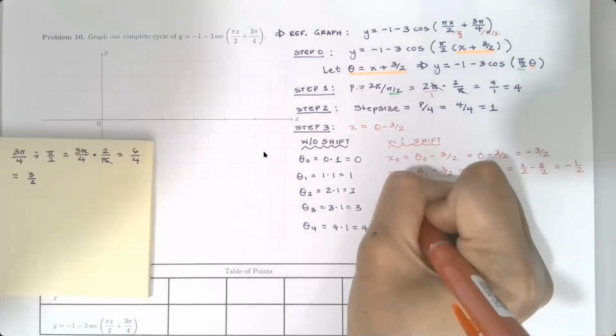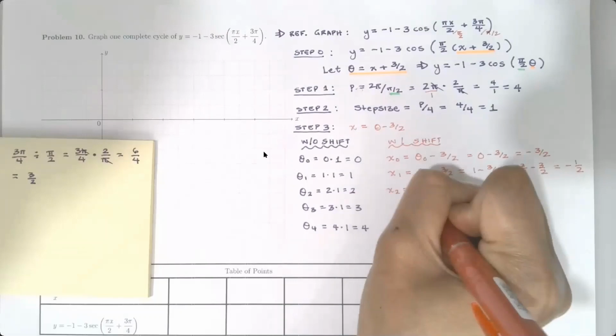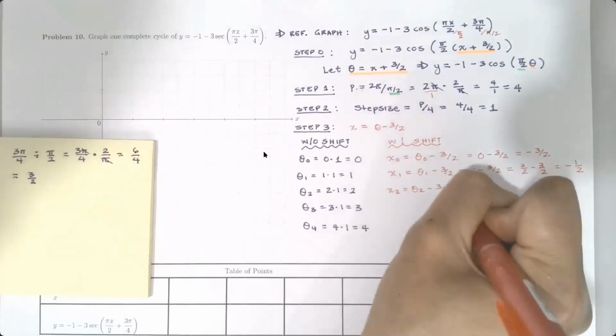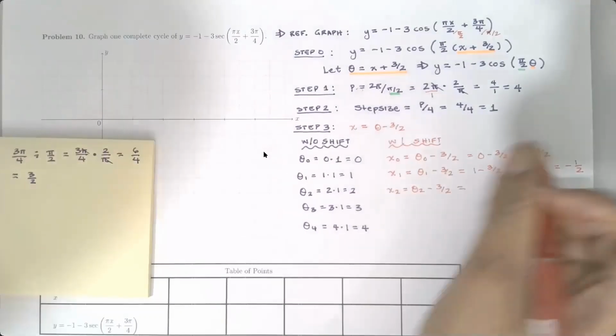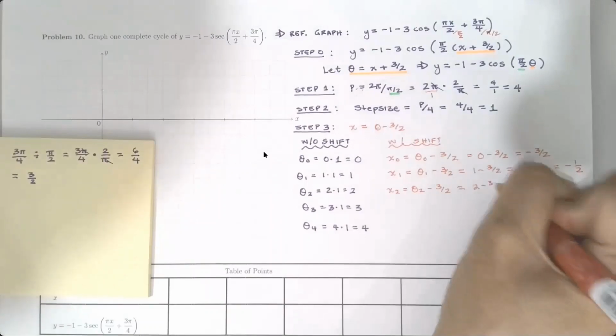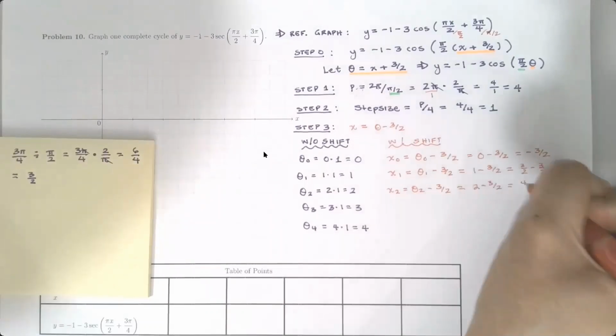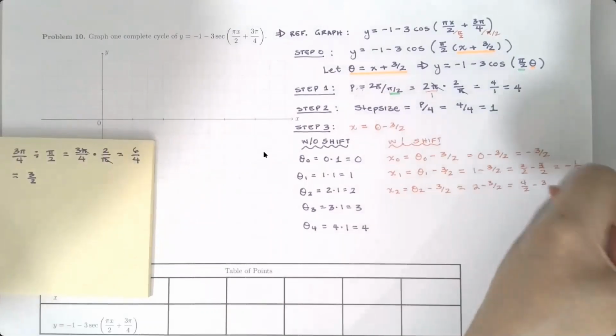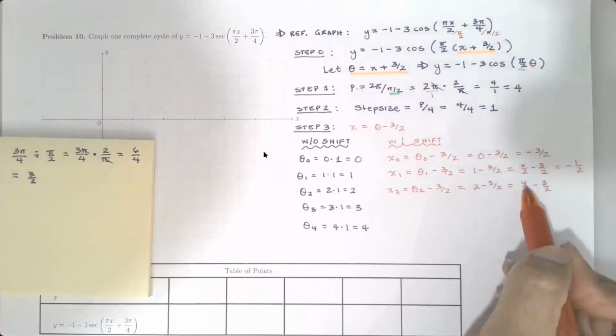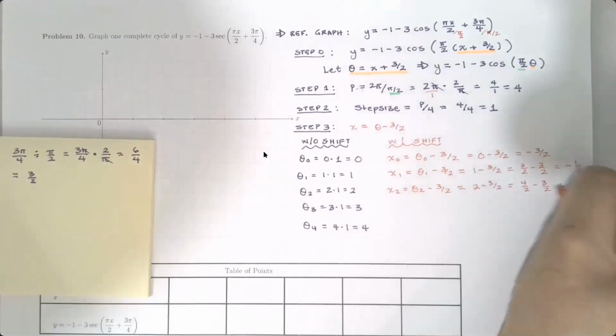All right, the next one, x2 will be theta 2 minus 3 over 2. That means that we have 2 minus 3 over 2. And that becomes 4 over 2 minus 3 over 2 for the same reason. We're trying to have the same denominator. So then 4 minus 3 will give us 1 over 2.